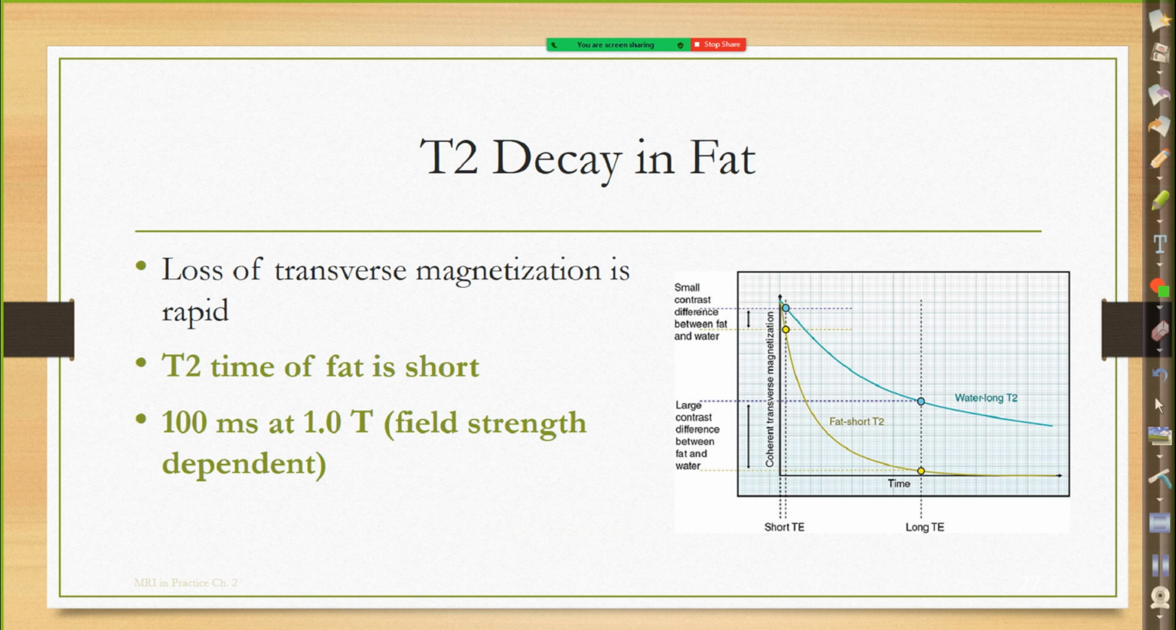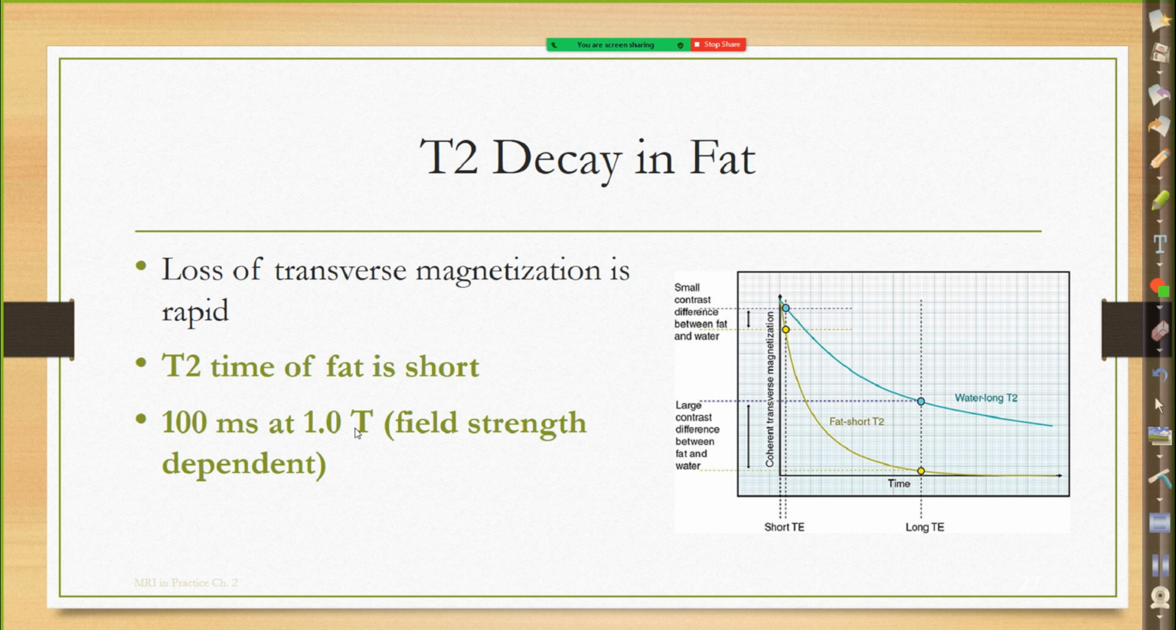So let's talk about our two tissues, fat and water. First, fat. T2 decay in fat is when we have rapid loss of transverse magnetization, because we know that fat molecules are very closely packed together. Our spins give off energy to neighboring spins. So our T2 decay time of fat is short.